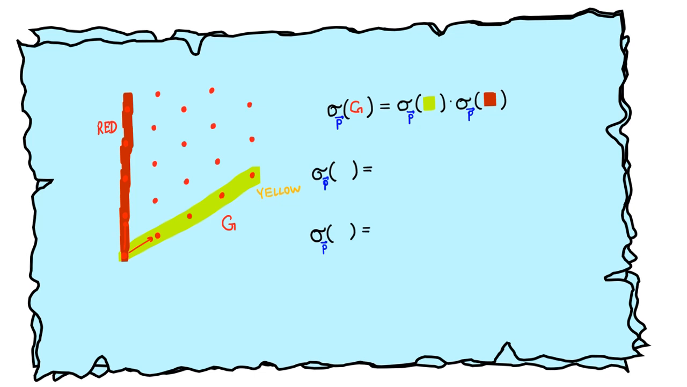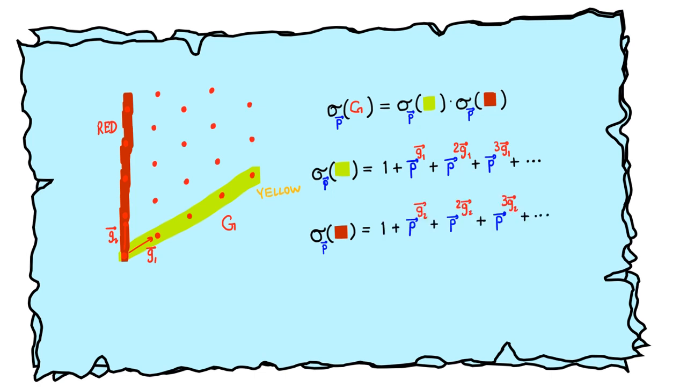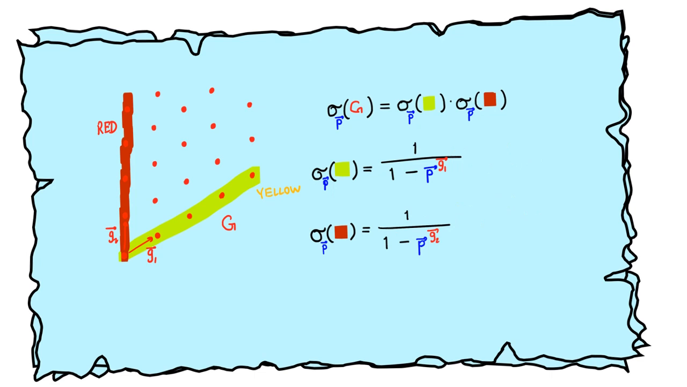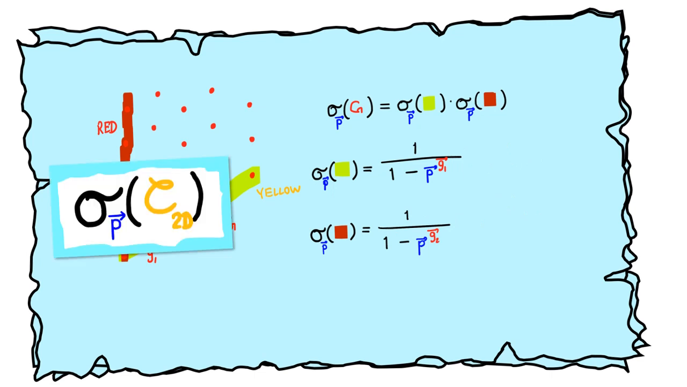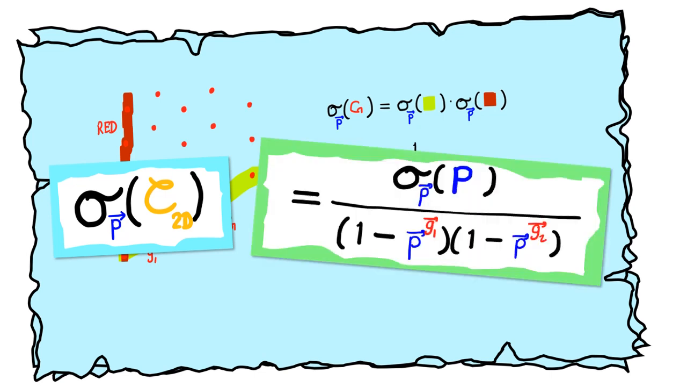Now, what is the sigma of the yellow set? Right, it is just the collection of all multiples of G1. And similarly, the red set is just the collection of all multiples of G2. Therefore, they look like this. Familiar? Of course, these are just geometric series, so we can add them up like this. Hence, our sigma of the original 2D version of the cone equals this expression.